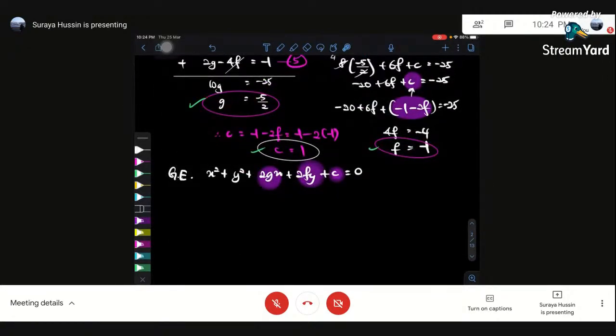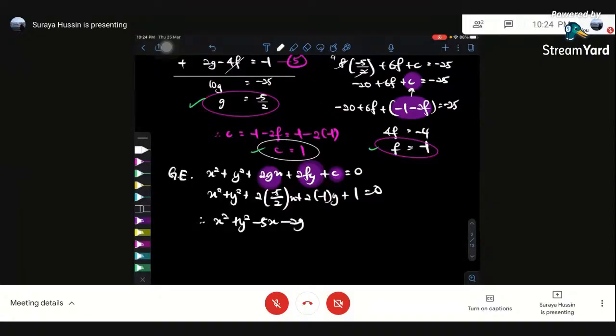Okay? So, when you see 3 points, it asks you to find the general equation. This is how you do it. Therefore, you just substitute your g, your f and your c. Therefore, your answer is x squared plus y squared minus 5x minus 2y plus 1 equals to 0. This is what you will get.